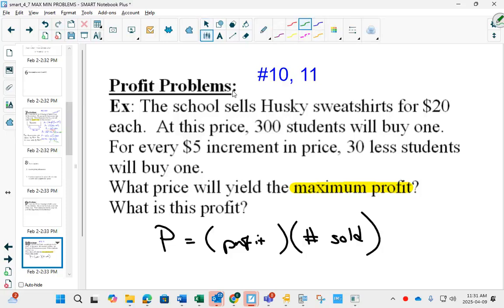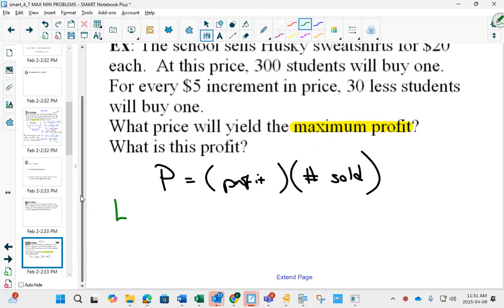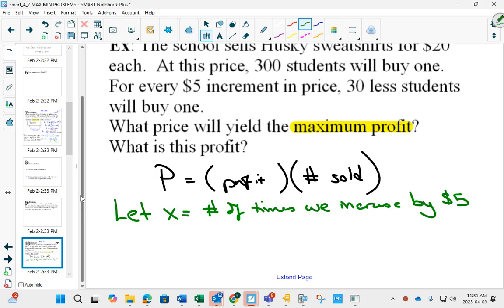But now this variable comes in. We could increase the price. Every time we increase the price, less people will buy, but maybe we'll still make more money. So what we're going to do is we're going to say let x equal the number of times we increase the price by $5.